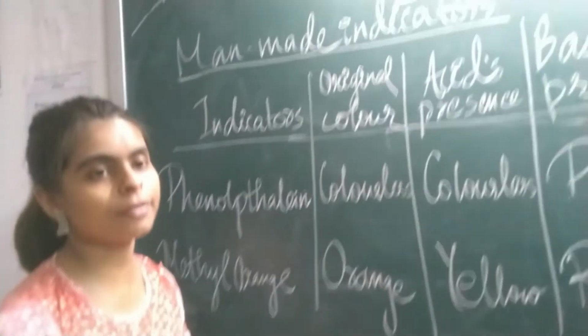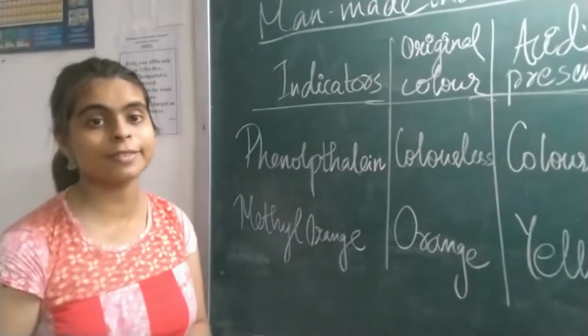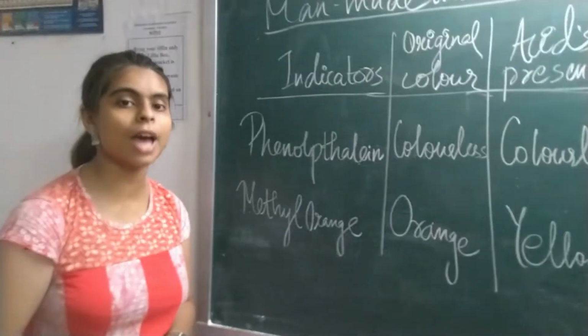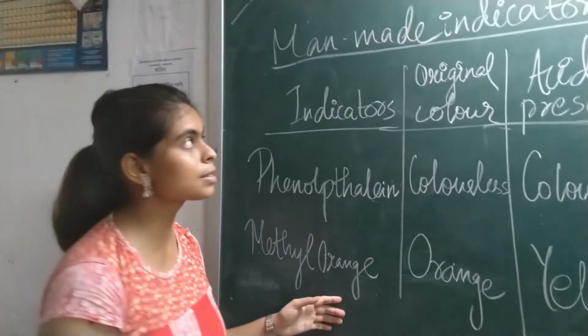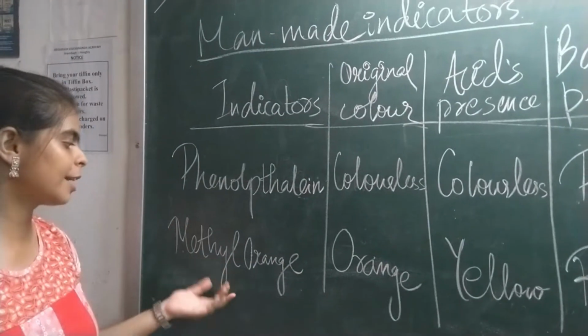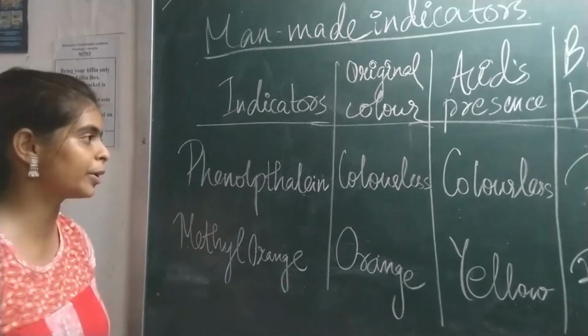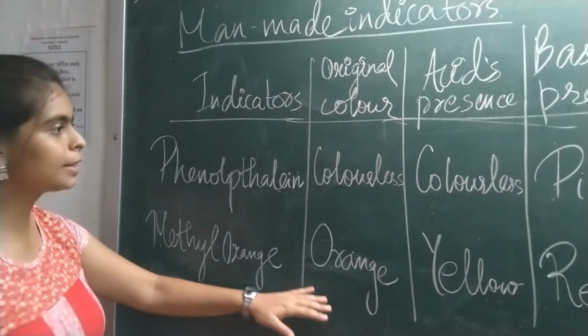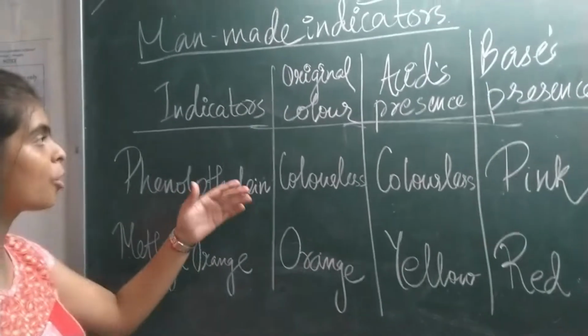In the last class, we discussed the natural indicators. We have seen how the color changes in presence of acid and base. Today, we will discuss the man-made indicators. Since we don't have phenolphthalein and methyl orange in our laboratory, I am just giving you the chart showing how their color changes and what their original color is.